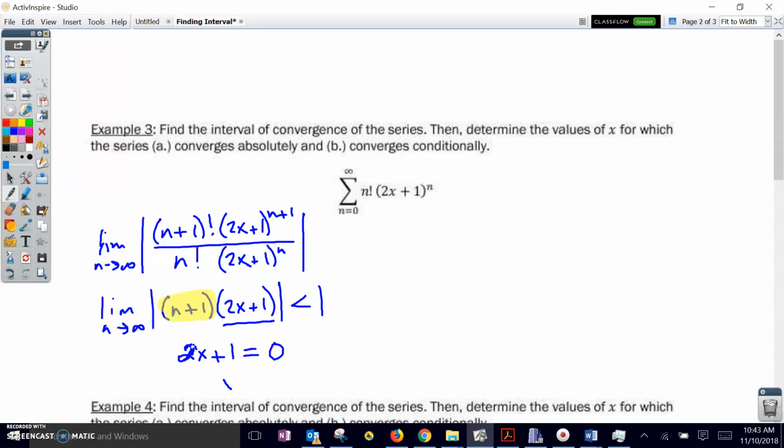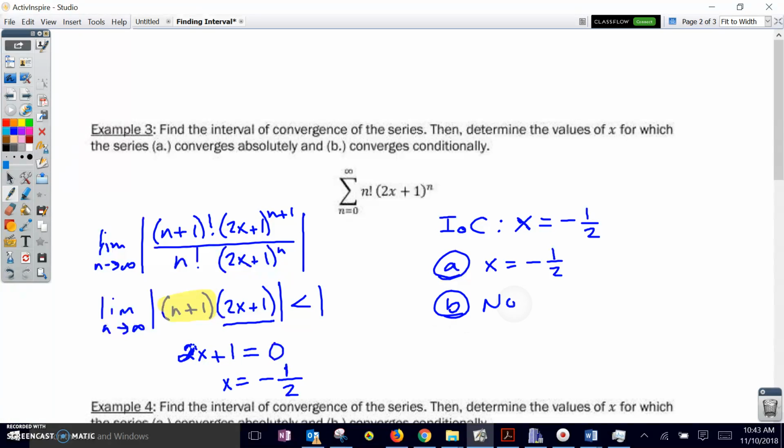And so we solve this and we find that x is equal to negative 1/2, which is the center of this series. And in fact, that is the entire interval of convergence: x equals negative 1/2. So it converges absolutely on the interior of that, and it converges conditionally nowhere.